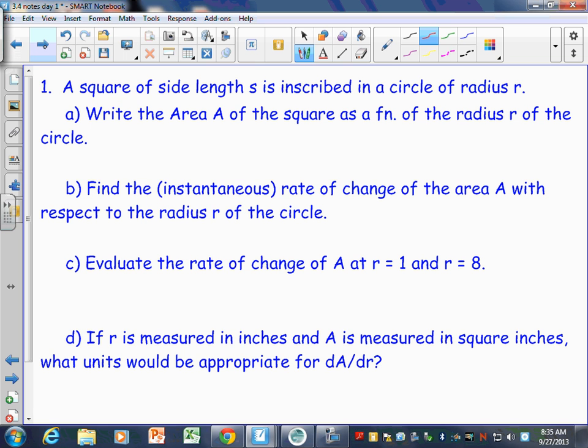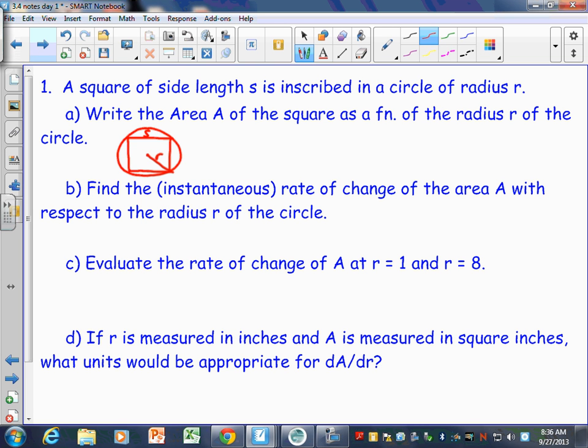So let's see how great of a picture I can draw. I'm going to draw my circle first. Here's my circle, and here's my square. It says a square of side length S, so I'm going to call this S up here, is inscribed in a circle of radius R. It doesn't really matter where you draw that radius in. I'm just going to draw it like this and put an R right there for now. So maybe draw a picture if it helps.